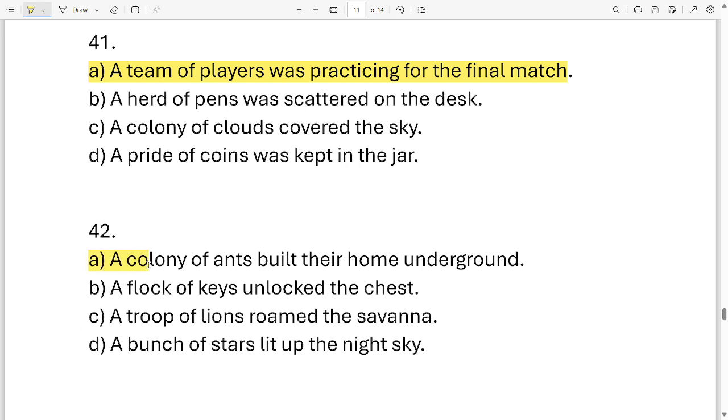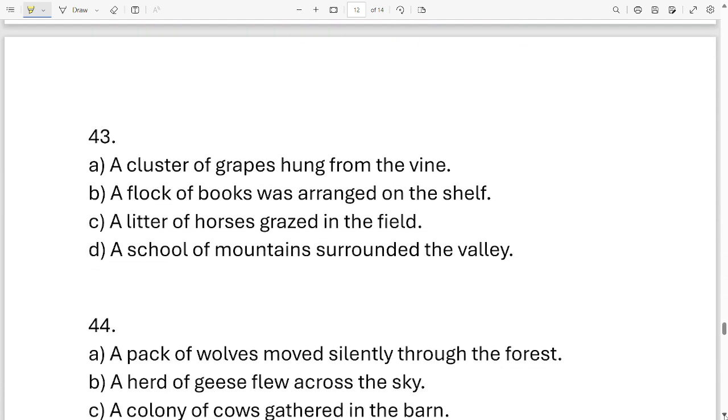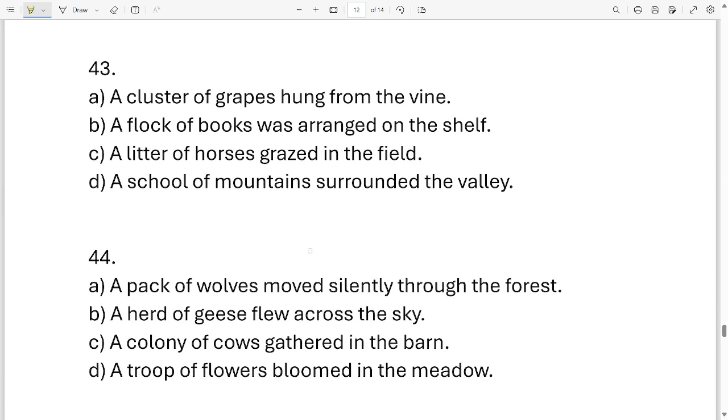It is option A. A colony of ants built their home underground. Okay. Next sentence.